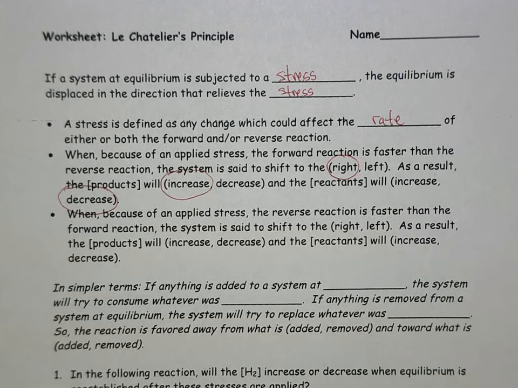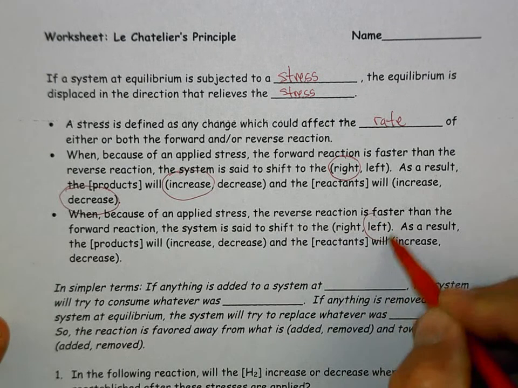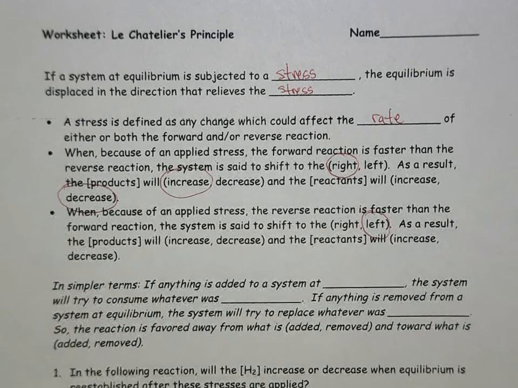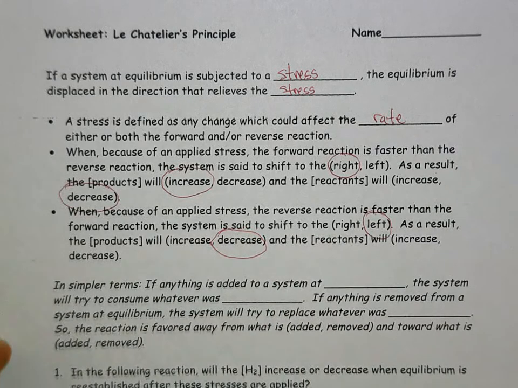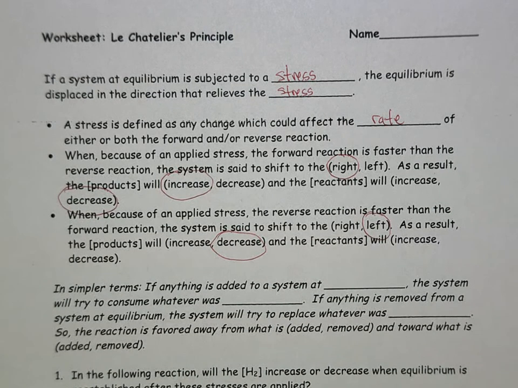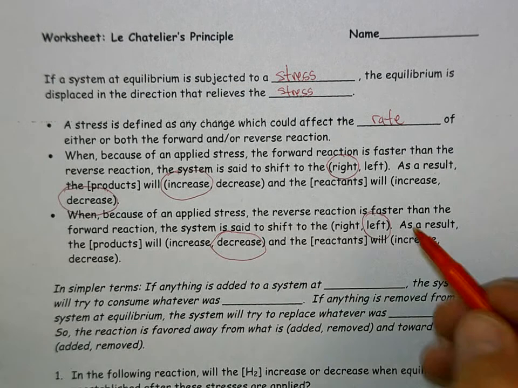When, because of an applied stress, the reverse reaction is faster than the forward reaction, the system is said to shift to the left. As a result, the products will decrease and the reactants will increase.